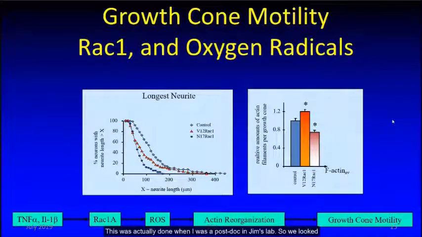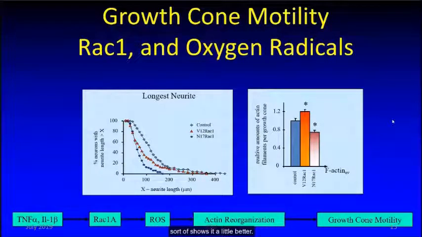This was actually done when I was a postdoc in Jim's lab. We looked at these GTPases, and it started with our later work putting together the puzzle that pro-inflammatory cytokines signal through the Rac1 protein and generate ROS signals, which causes a reorganization of the actin and changes growth cone motility.